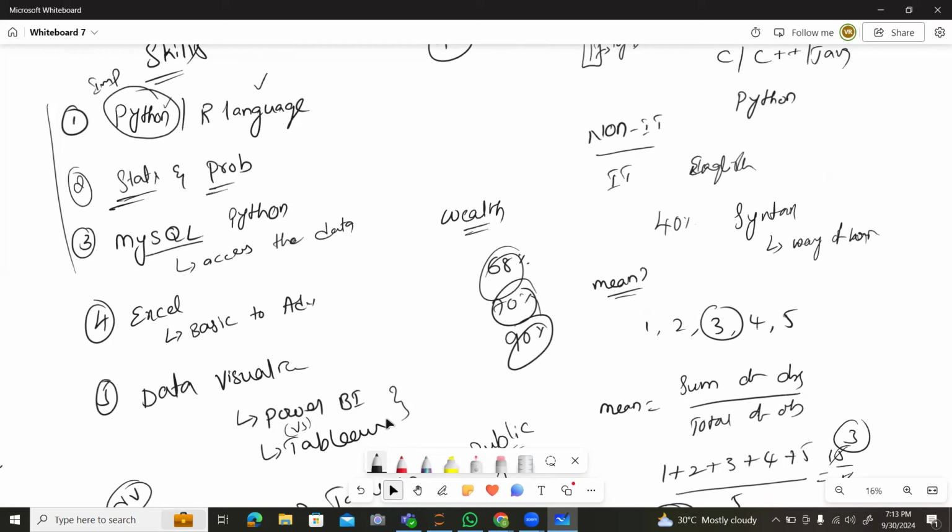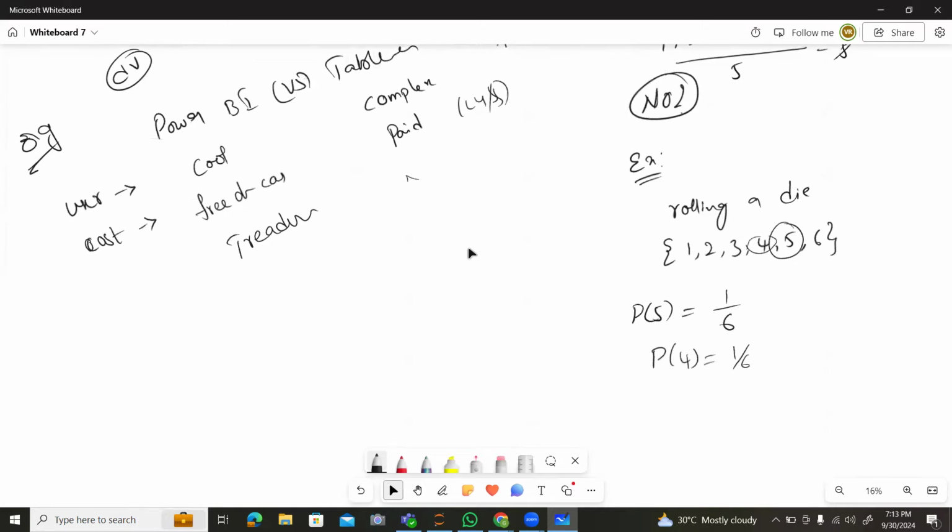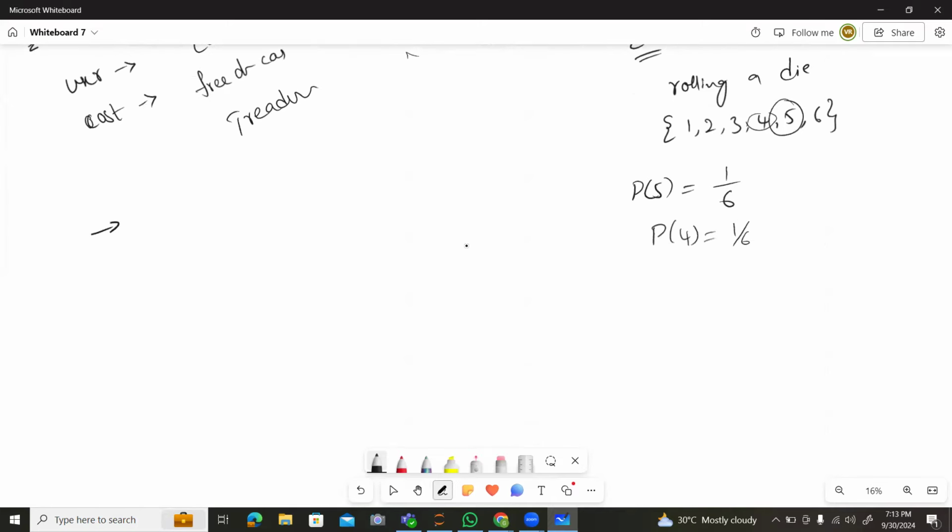As a data analyst, you need to know one more thing, that is storytelling. Storytelling is the most important for the data analyst because you need to explain whatever you have done in the project. For example, in Power BI we only draw the visualizations, so we need to explain the visualizations to the client.